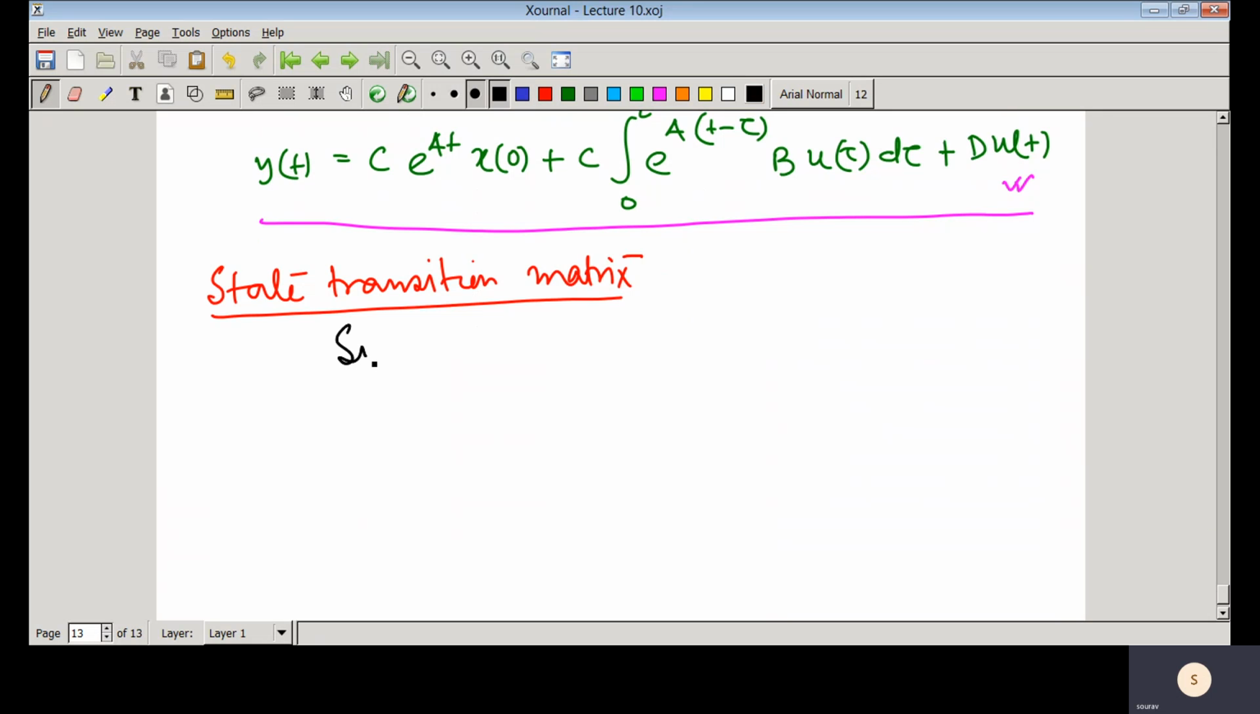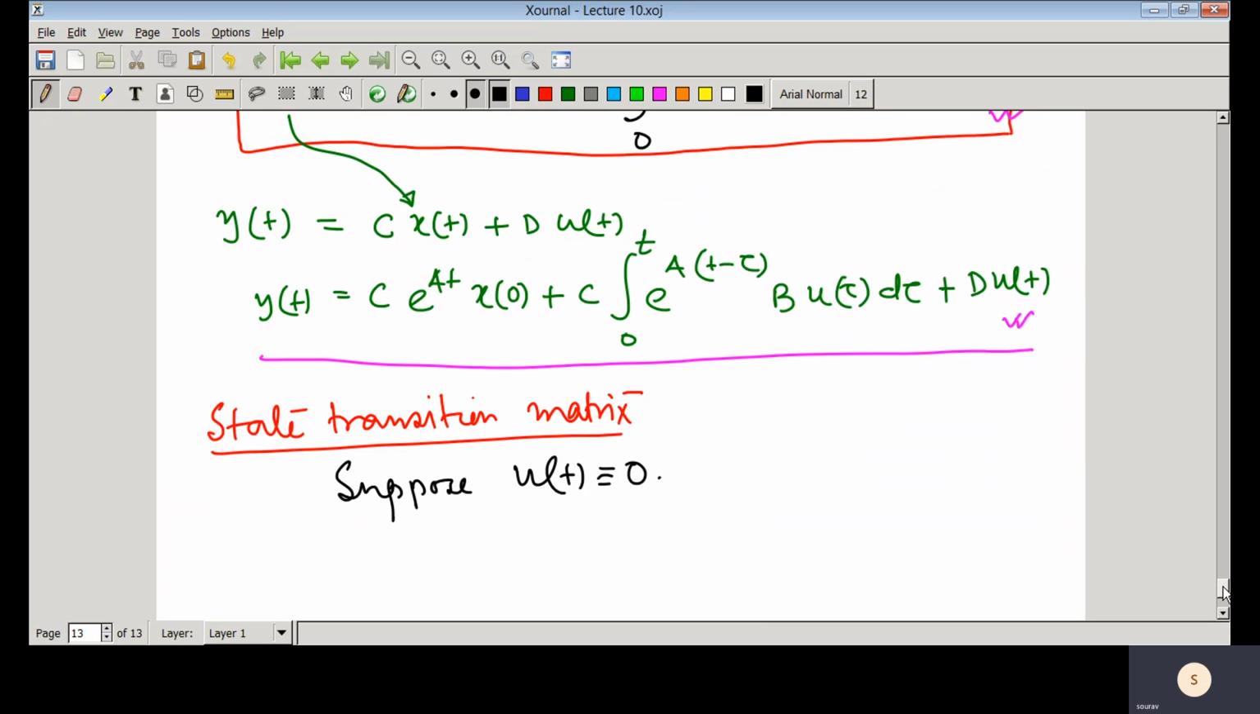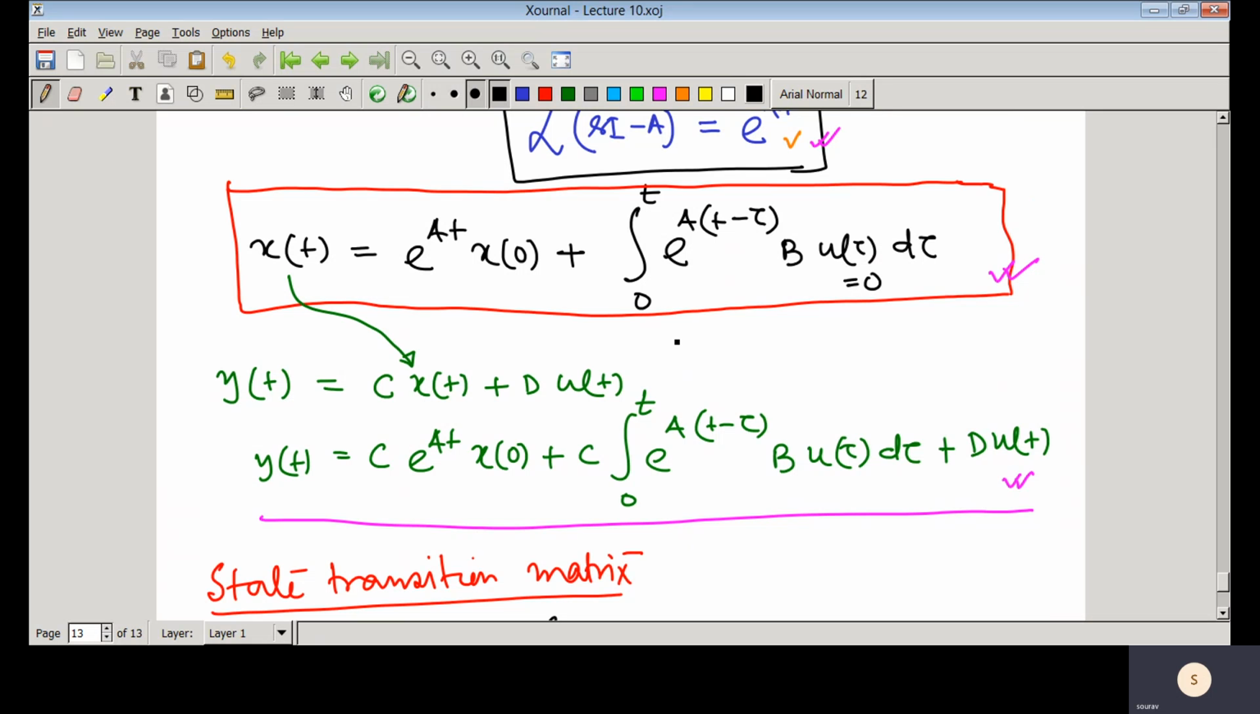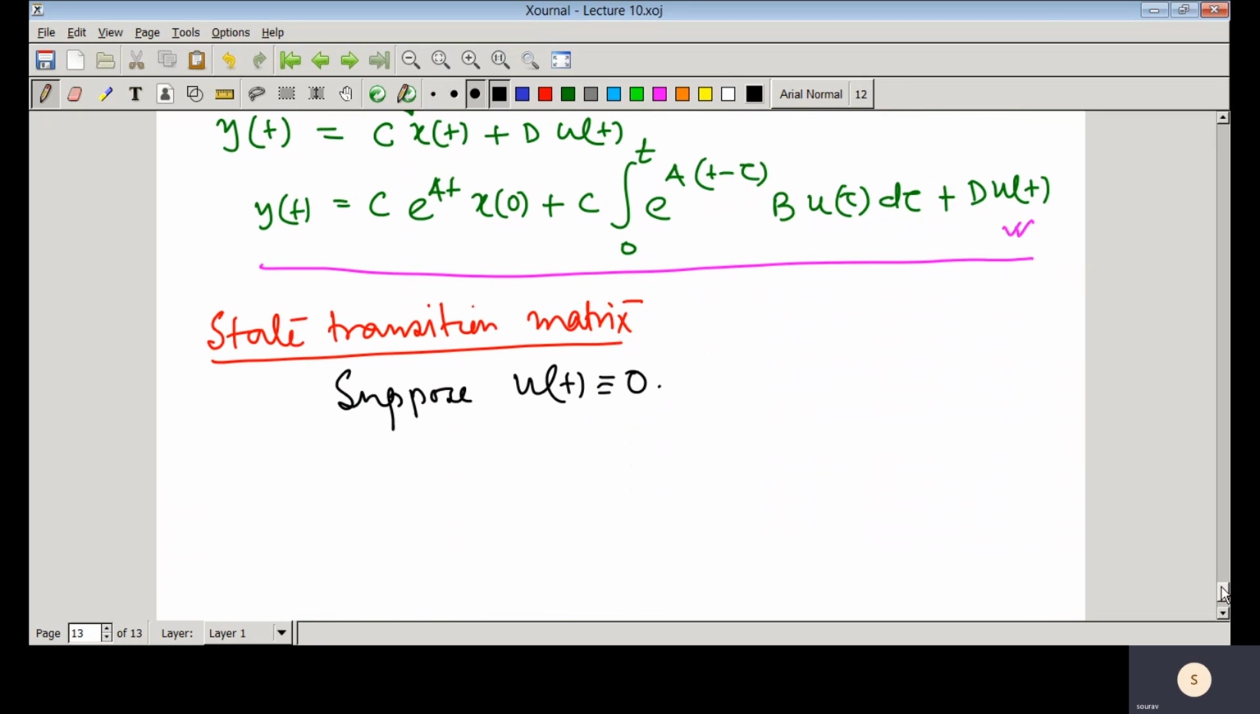Suppose u(t) equal to 0. That means no input is applied to the system. When u(t) equals 0, this whole term would be equal to 0. So your state equation is e to the power At x(0). From here you can understand that whenever the initial condition is given, how the state evolves as time progresses is indicated by this particular matrix, the exponential matrix e to the power At. That's why the transition of the state is indicated by this matrix, and that's why it is called the state transition matrix.